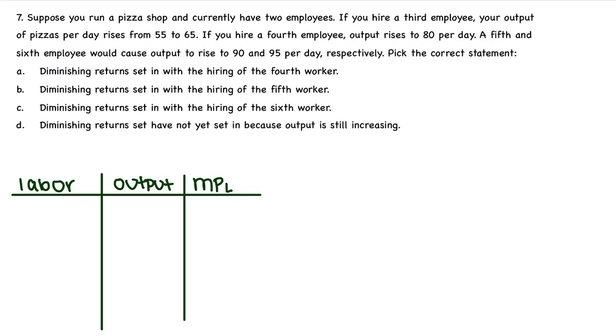So the next one says, suppose you run a pizza shop and currently have 2 employees. If you hire a 3rd employee, your output per day rises from 55 to 65. So that means our output with 2 workers is 55. Our output with 3 workers is 65. If you hire a 4th employee, output rises to 80 per day. A 5th and 6th employee would cause output to rise to 90 and 95 per day, respectively.